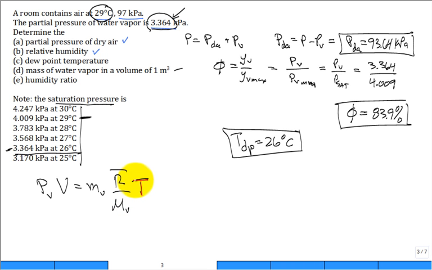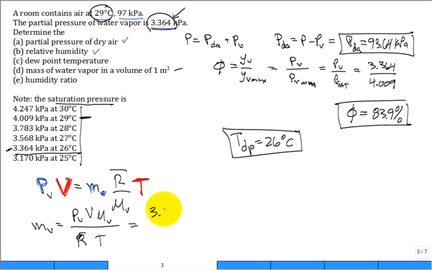Notice, this temperature is not a partial temperature, it's the total temperature of the mixture. This volume is not a partial volume, it's the total volume of the mixture. But this pressure is the partial pressure to allow me to calculate how much mass of only that vapor is there. So we calculate the mass of the vapor is equal to the partial pressure times the total volume times the molar mass of vapor divided by R bar times T.